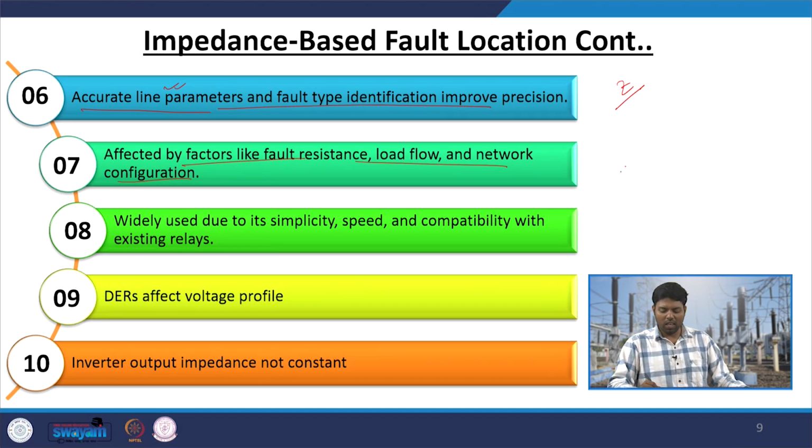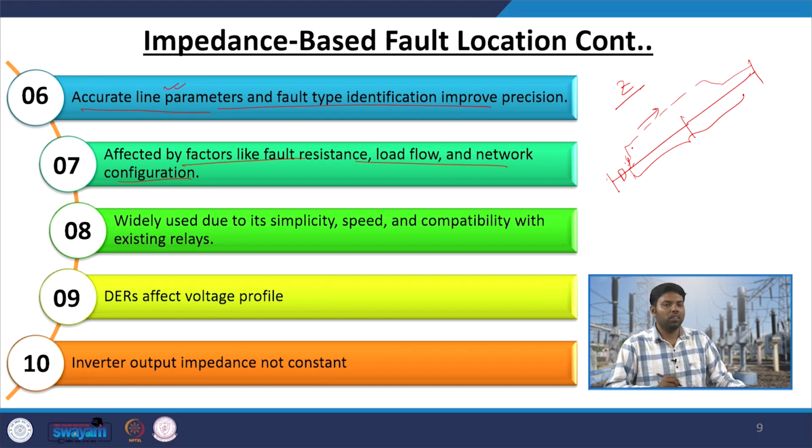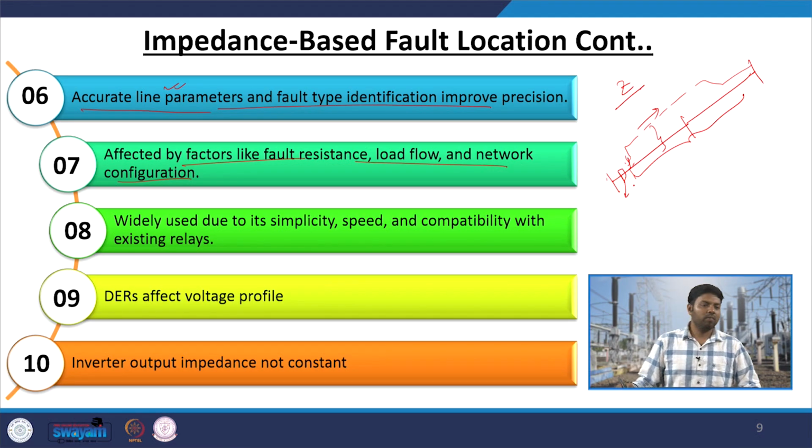If you have a relay over here, let us say you are giving supply there. For this path, the impedance is something else, and if there is one switch and the path goes like this, then for this path your impedance is something else. So, for these two conditions you have to consider, and your relay setting will be accordingly. Then you have to know what the system configuration is. It is widely used due to simplicity, speed and compatibility with the existing relays.